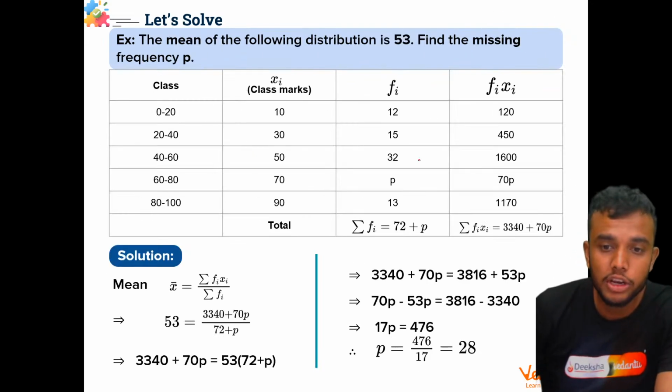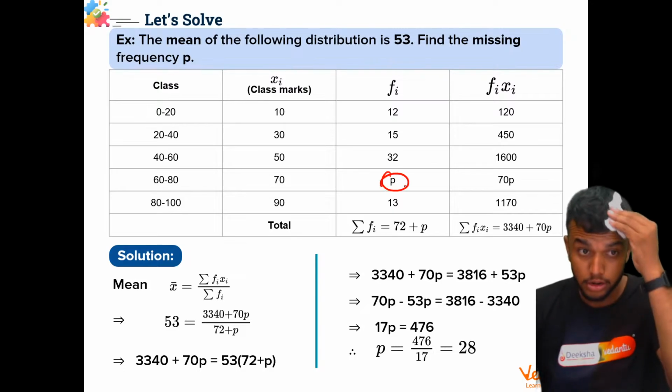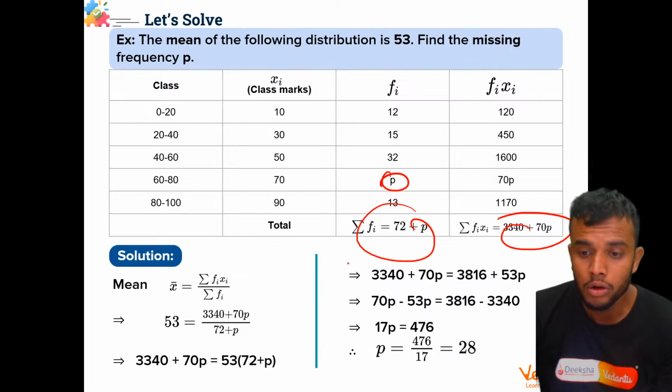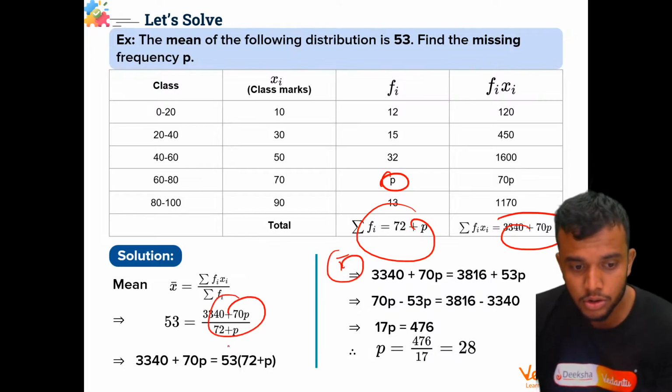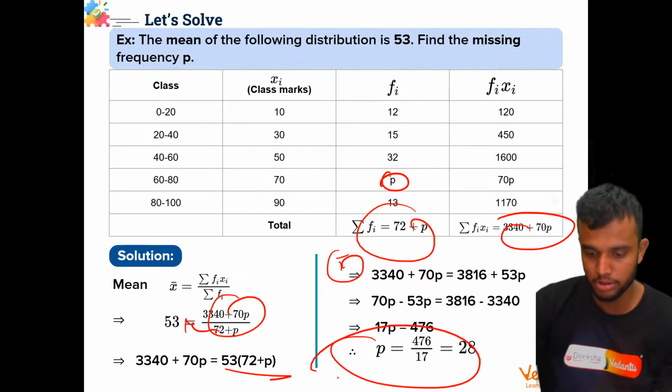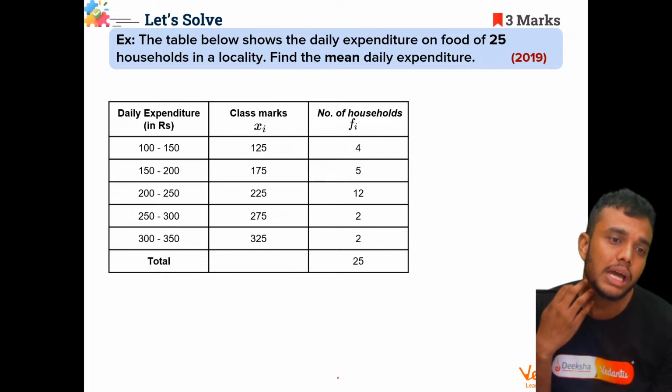Here the question is we need to find the p value. Very important question. Okay, how to find it? They already give this value. We already know the mean value. They give mean 53 is equal to this value. Then multiply this by 23 and this one. Then find out the p value. Missing frequency. Very easy.